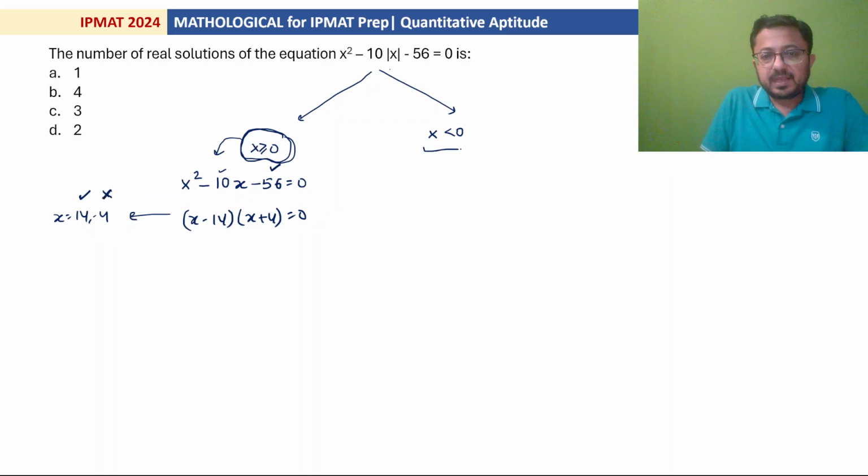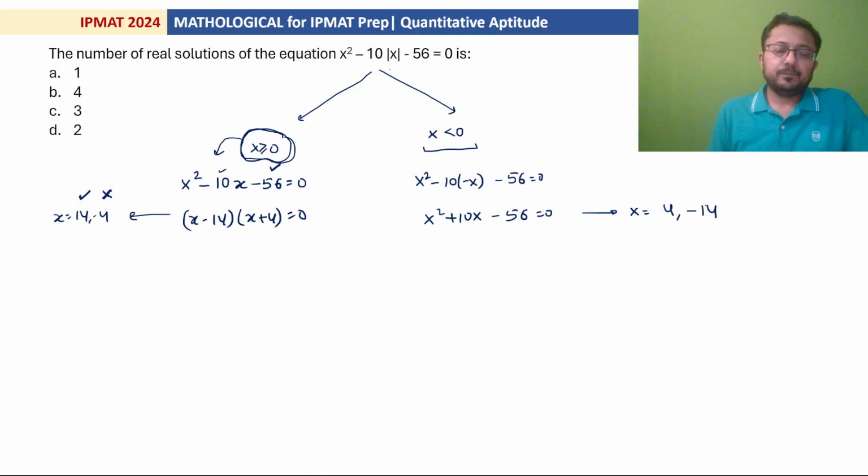Second scenario, x less than 0. So this will be x square minus 10 into minus x minus 56 equal to 0. So x square plus 10x minus 56 equal to 0. What values of x will we get here? x will be equal to 4 and minus 14. Okay, 4 and minus 14. So x less than 0 is our initial assumption, meaning x equal to minus 14 will be accepted, but x equal to 4 will not be accepted.